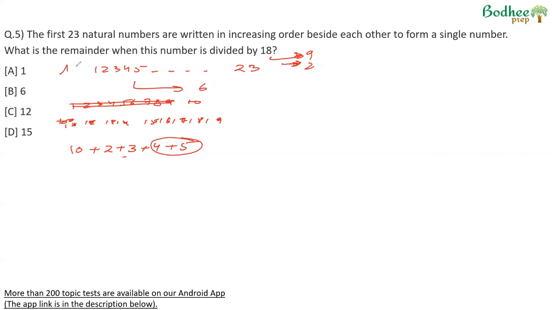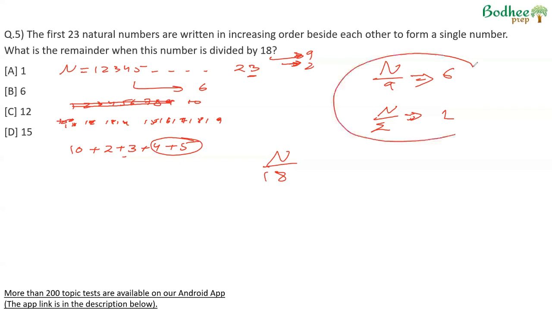Suppose we say the number is n, which divided by 9 gives a remainder of 6. Also, if we divide the number by 2, clearly the last digit is 3, so the remainder will be 1. Now we have to find out the remainder when n is divided by 18. The answer will be the smallest number which satisfies both these conditions.